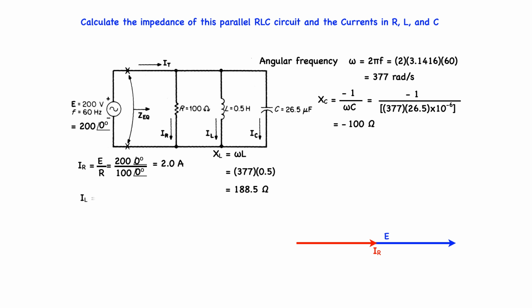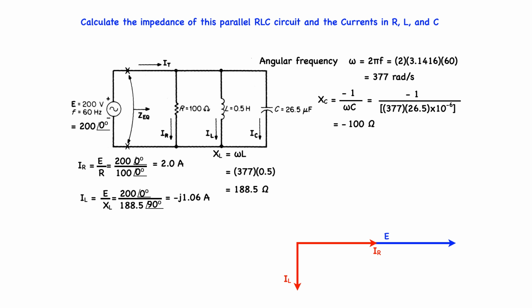From Ohm's law, IL is equal to E all over XL, or 200 at 0 degrees divided by 188.5 at 90 degrees, which comes out to minus j 1.06 amps. Its phasor is shown here in red, 1.06 amps at minus 90 degrees.